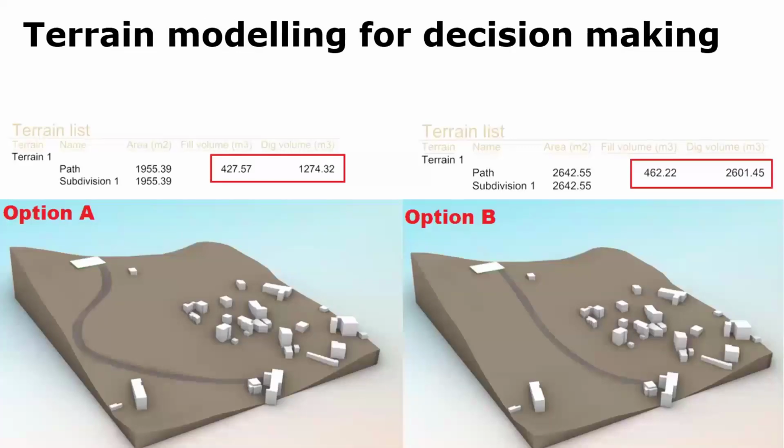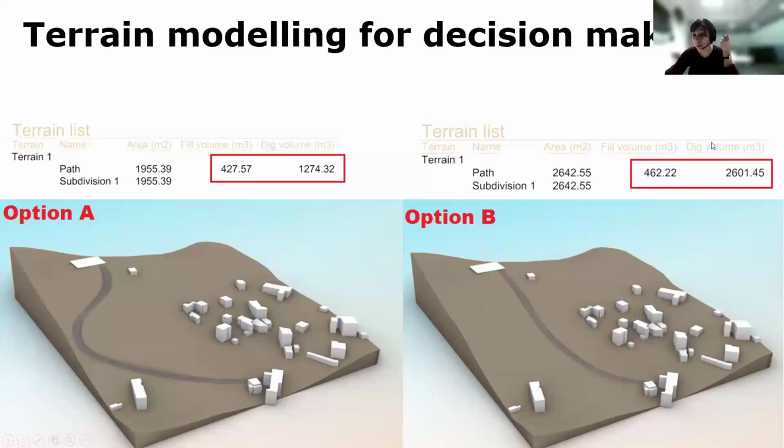So in this way, for example, if we have a project, we can compare two different operations. We can create two different roads for the same project, and the program will give us the operation volume. So we know how the area, the fill volume and the dig volume would be for two different options. So we can compare the results and decide which operation would be better.